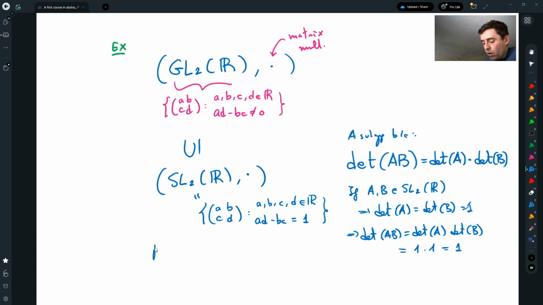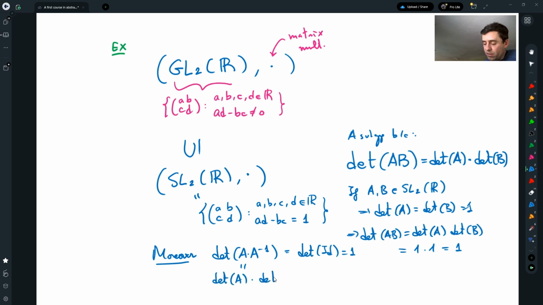And moreover, it is closed under inverses because the determinant of A times its inverse, well, on one hand, is the determinant of the identity, which is 1. And on the other hand, it is the determinant of A times the determinant of A inverse. And therefore, if this is 1 and the product is 1, that implies that the determinant of the inverse also has to be 1. And that implies that the inverses are also in SL2.